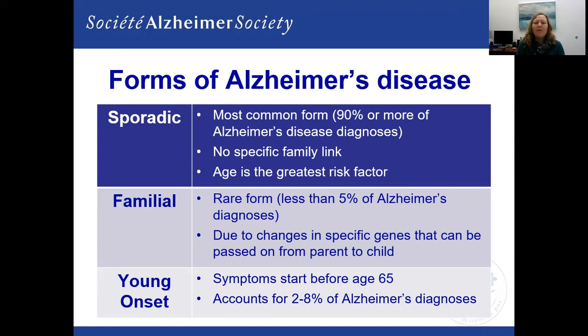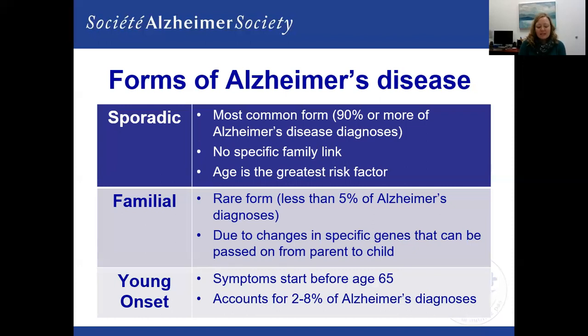The most common form of Alzheimer's disease is called sporadic Alzheimer's disease, and it has no specific family link. Sporadic Alzheimer's disease happens as a result of a complex combination of our genes, our environment, and our lifestyle. It usually doesn't run in families, and it's not considered hereditary. Age is the greatest risk factor for developing sporadic Alzheimer's disease, and most of it happens after the age of 65.